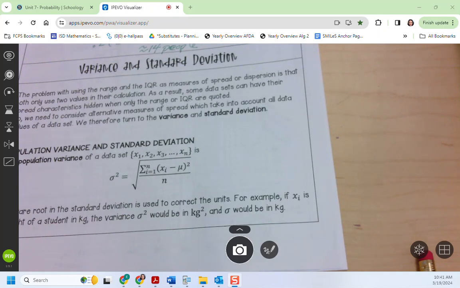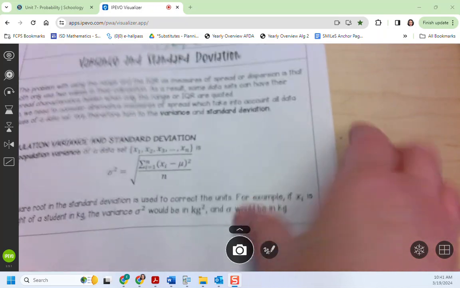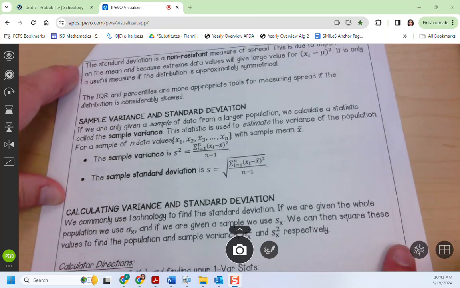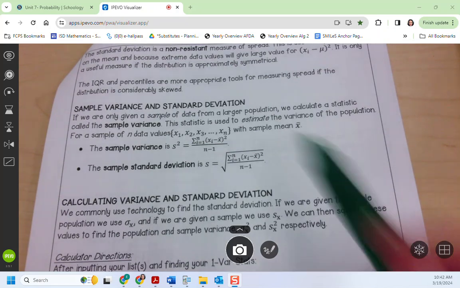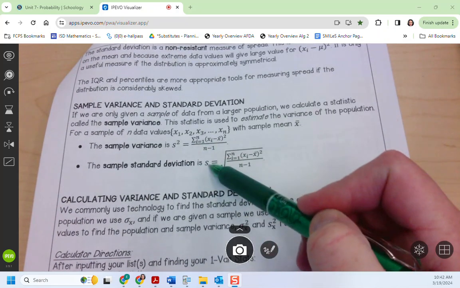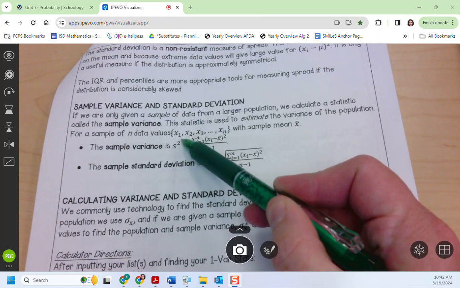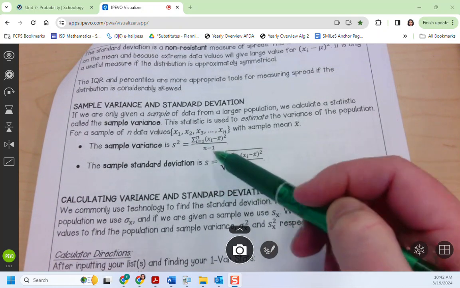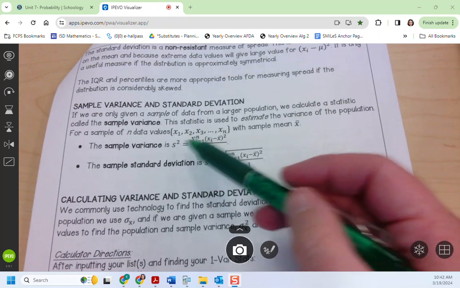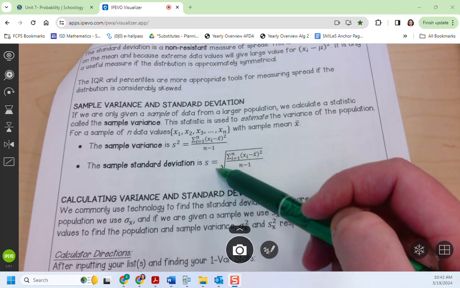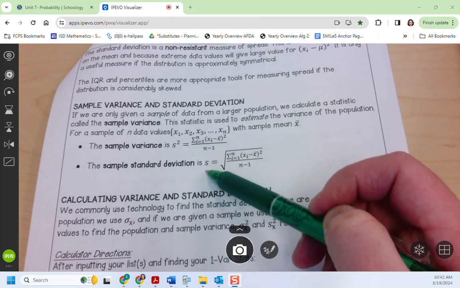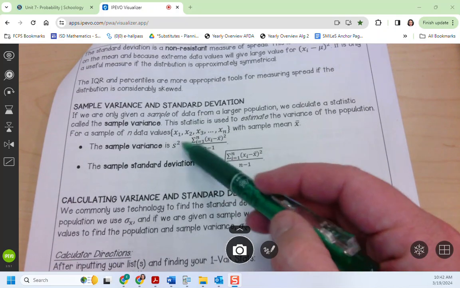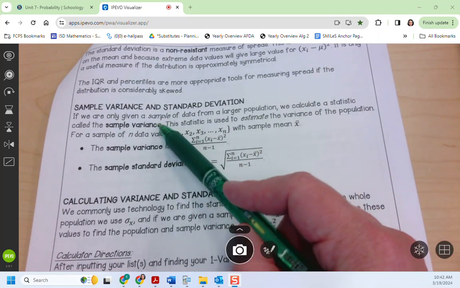Let's look at the next page. And we also have the standard deviation. Now notice the difference between the variance and the standard deviation is the square here. So the variance is the square of the standard deviation. However, there is a better method for calculating the variance than just squaring the standard deviation. There are some inaccuracies that will come up if you use that method, which we talked about last class, but there's a better way to do it. If we are given a sample, then we calculate the sample variance as opposed to the population variance.